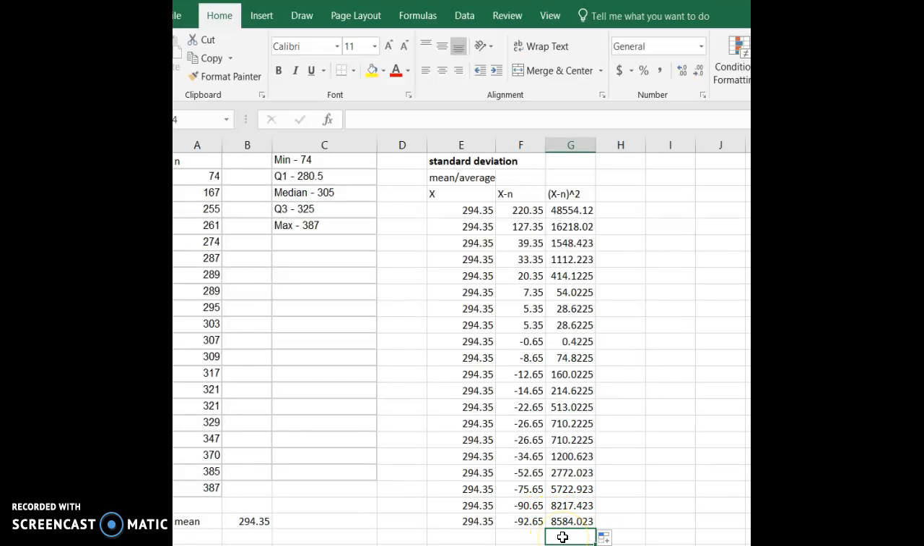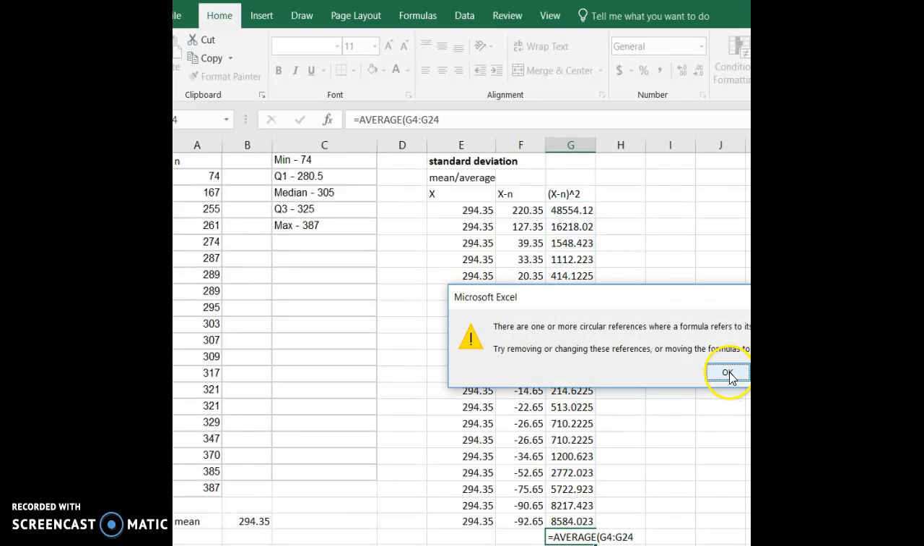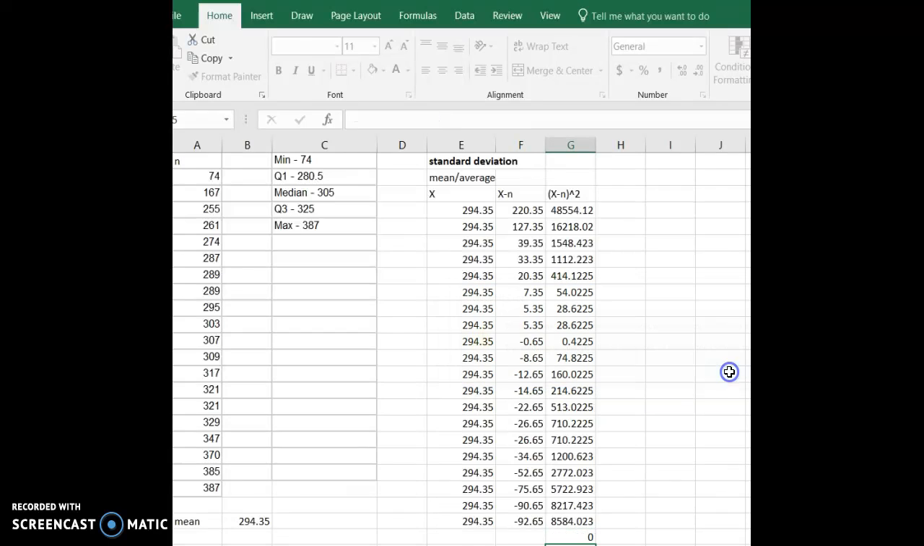So to find that, it will be equals, now A-V-E-R-A-G, again, I'm going to do average, double click. What do I want to average? I want to average all of these. Easy done. Enter. Whoops. Okay, so it doesn't like that there's already a formula there. That's a bit awkward.